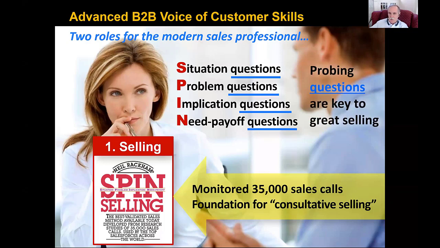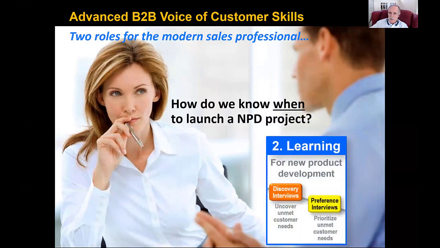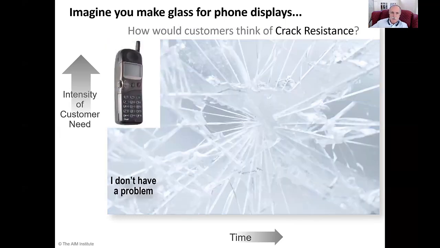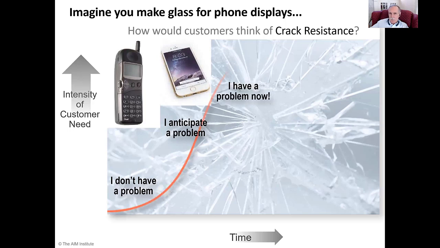So that's obviously one role for the sales professional. But another role is for learning. And if the salesperson can be part of our early warning system to tell us when there are rising needs, that's what we want to do. So a quick example here. If you make glass that went into phone displays and you were wondering if crack resistance was a big problem, well, when your phones look like that, the phone manufacturer would say, no, it's not a problem. The phone display is too small. But at a certain point, it does become a problem.